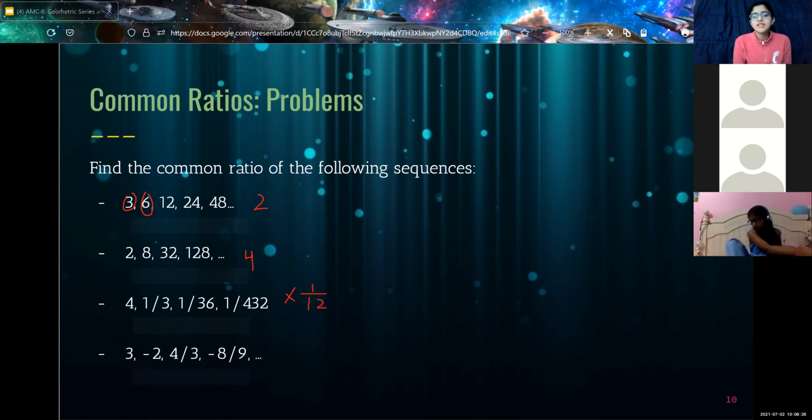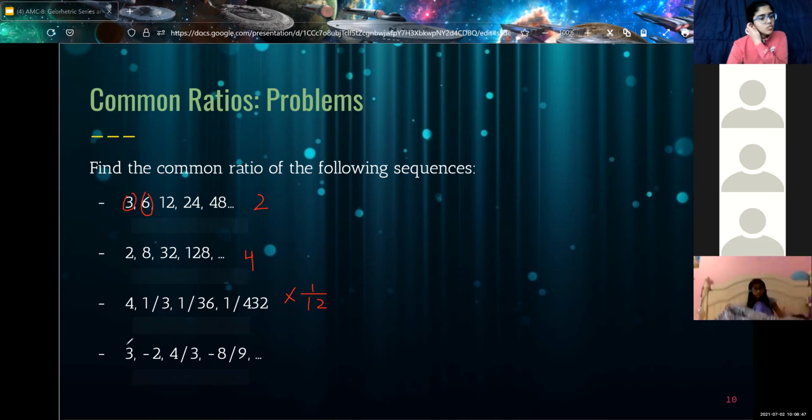So Will, would you care to unmute and say what the common ratio of the last sequence is? Will, would you care to unmute and say what the common ratio is? Okay. So what would you multiply 3 by to get -2? So what number multiplies by 3 to get -2? So unmute again. Oh, I know.